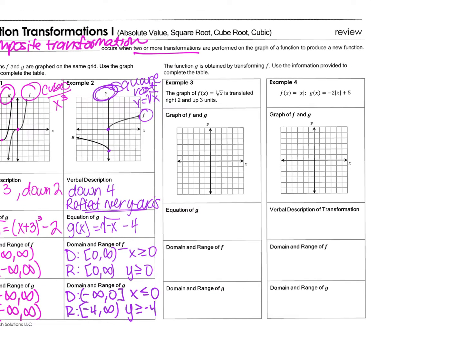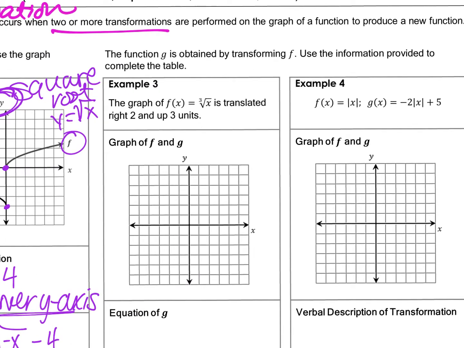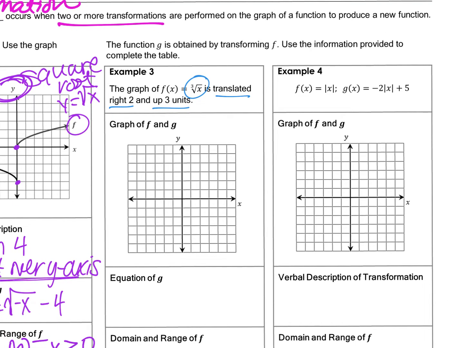Okay, the next two examples, it says the function g is obtained by transforming f. Use the information to complete the table. So it's giving us the parent function, cube root of x, and it's translated right 2 and up 3. If you don't remember, you need to look at your parent function cube root of x. So the points that we used were 1, 2, 3, 4, 5, 6. So -1, -1, 0, 0, 1, 1, and then we would have -8, -2, and 8, 2.